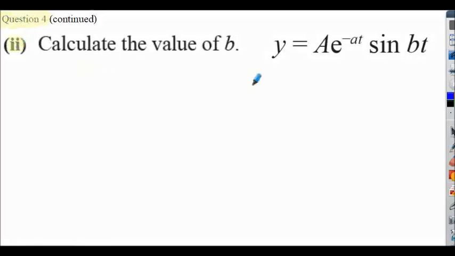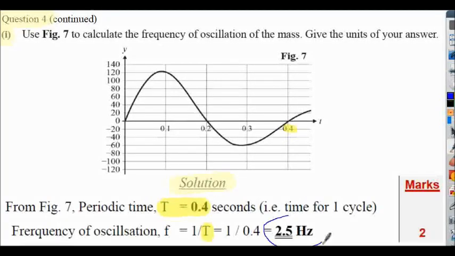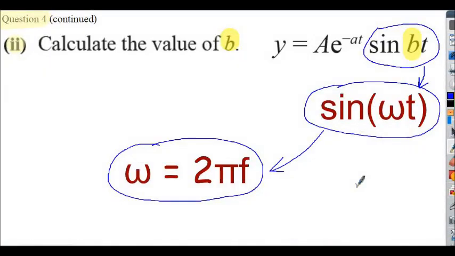Question 4, part 2, we've got to calculate the value of constant B in this equation. To understand how to do this, we need to realize that sine Bt is the same as sine omega t, and omega is equal to 2 pi f, 2 times pi times the frequency we calculated in part 1, this value here. So that's some knowledge we need to be aware of. Once you know this, it's very easy to find the value of B. Solution shown on the following slide.